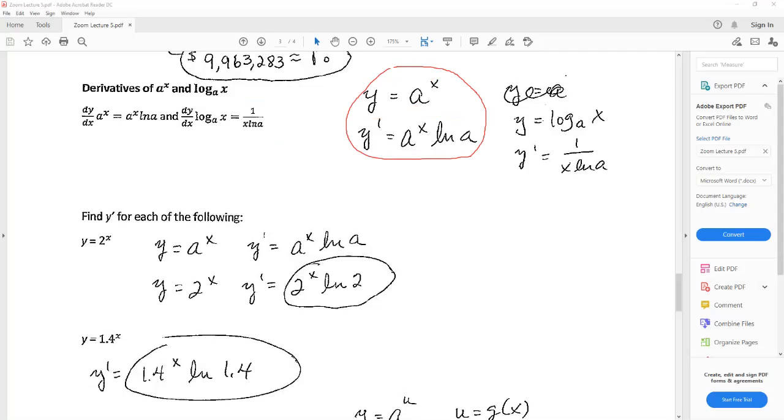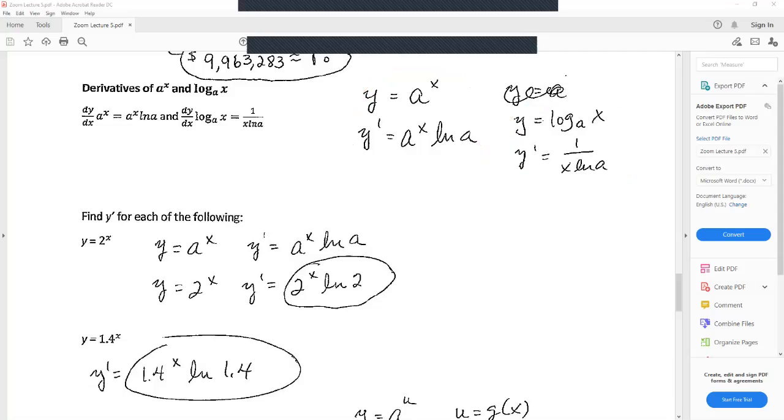If you have a function y is equal to log base a of x, the derivative is 1 over x times the natural log of a. If you're wondering how you might prove that, you would need to look at something called the change of base property, and then you could do the quotient rule in order to prove that, but we're not going to do it in this lecture. So let's apply these new formulas here.